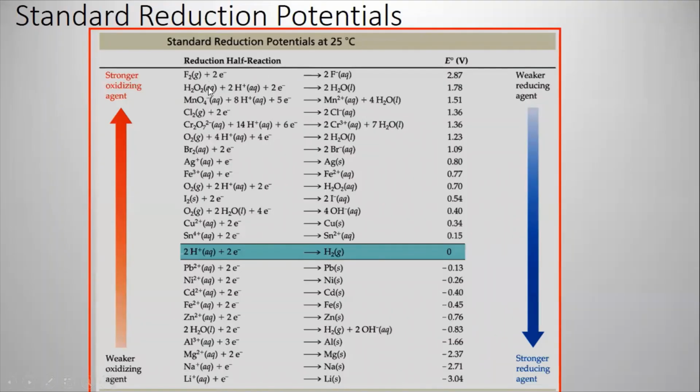So if you're mixing these 2, if you have one compartment with fluorine and one compartment with hydrogen peroxide, which one is going to be the cathode? Which one is going to be the anode?